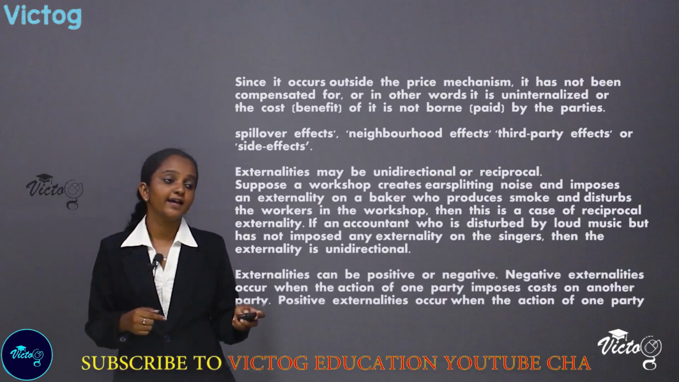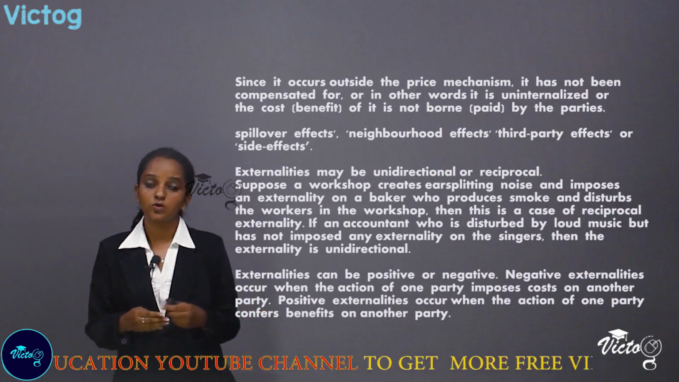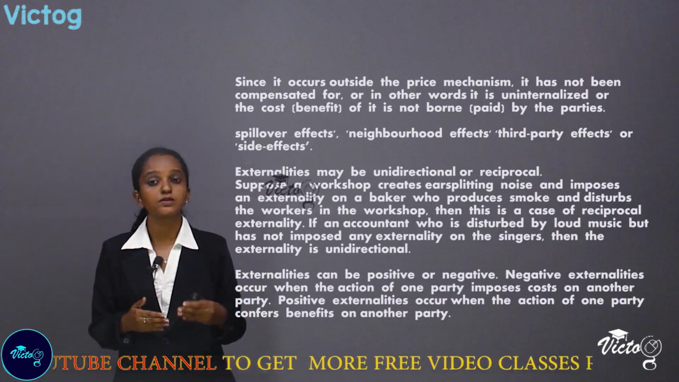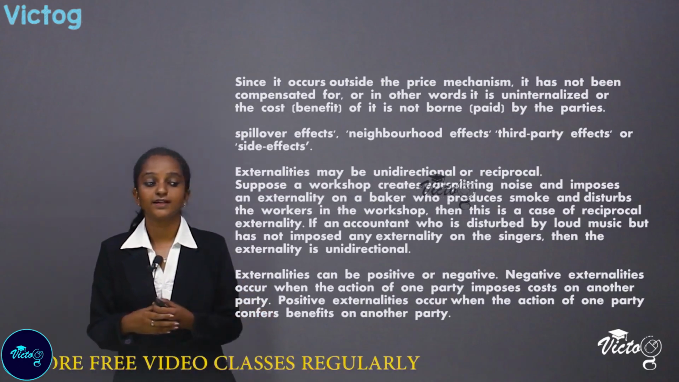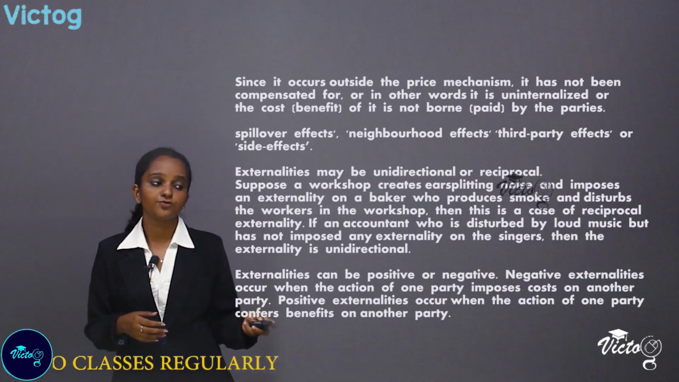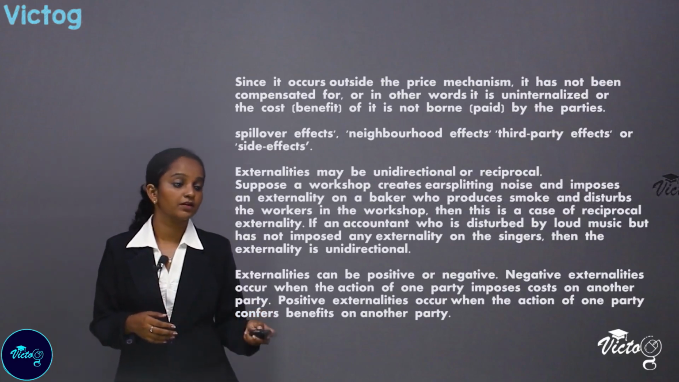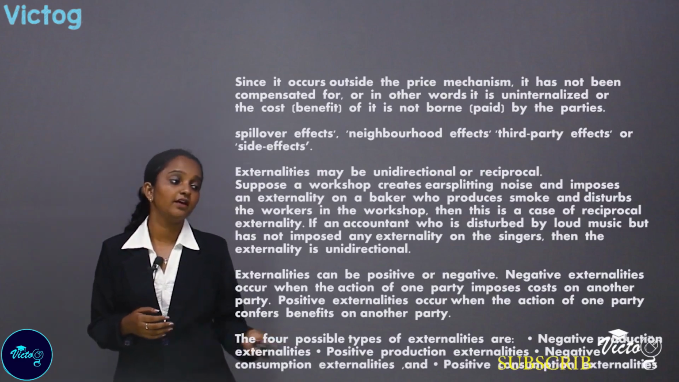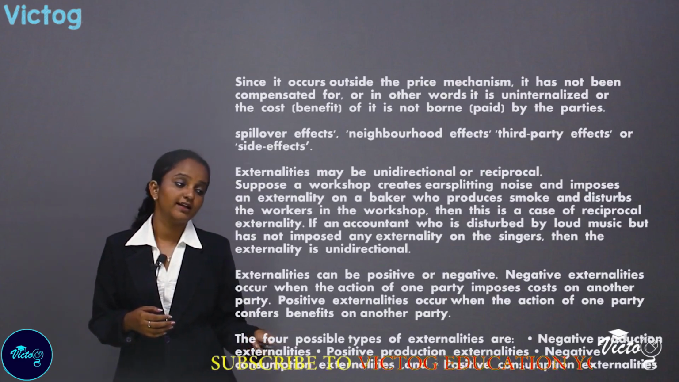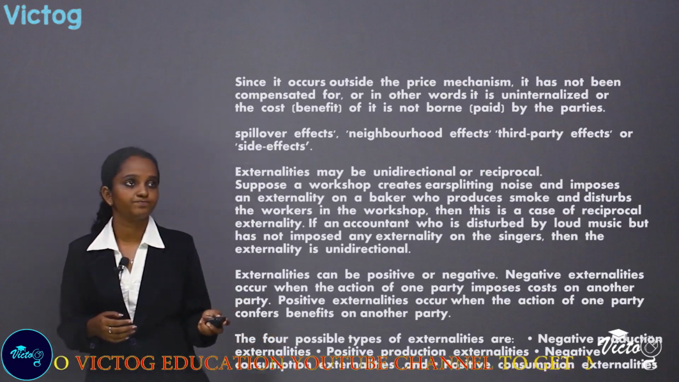Then again, externality can be positive and negative in nature. Negative externality occurs when the action of one party causes an adverse effect on the other party, and positive externality occurs when the action of one party causes a benefit to another party. So there are four possible types of externalities. They are negative production externality, positive production externality, negative consumption externality, and positive consumption externality.